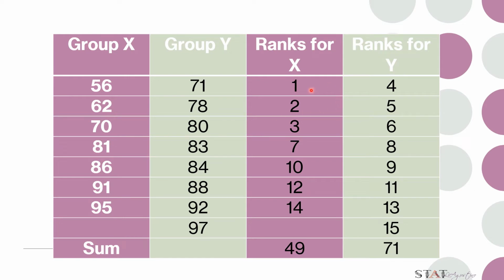So 56 is now rank 1, 62 is now rank 2, so I have to sum up 1 plus 2 plus 3 plus 7 plus 10 plus 12 plus 14, which is equal to 49. So this will be our Wilcoxon value for the X variable, or for group 1, Wilcoxon value 1. So these are the ranks for group X. And then the ranks for Y: 4 plus 5 plus 6 plus 8 plus 9 plus 11 plus 13 plus 15 is equal to 71.